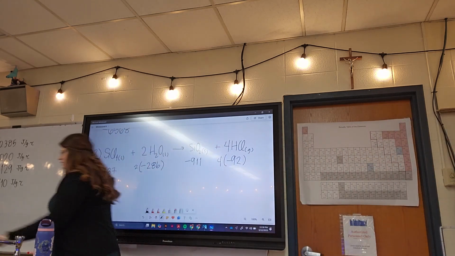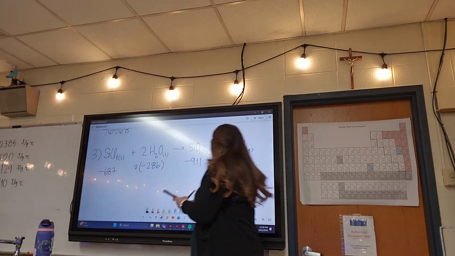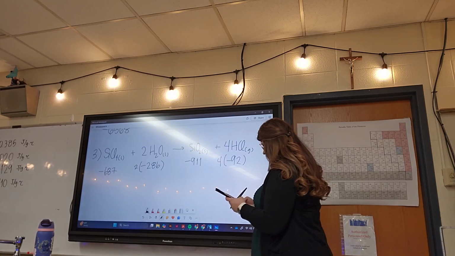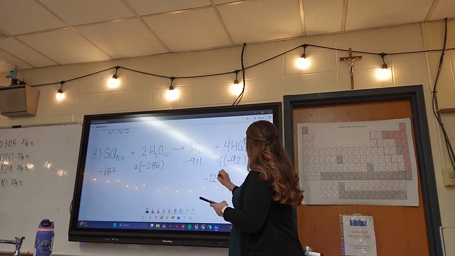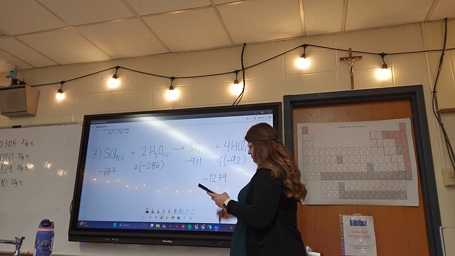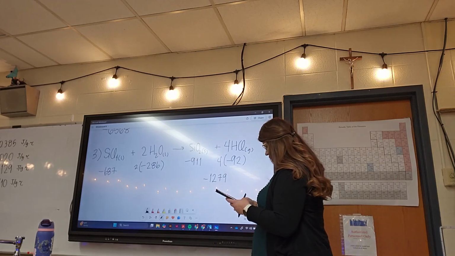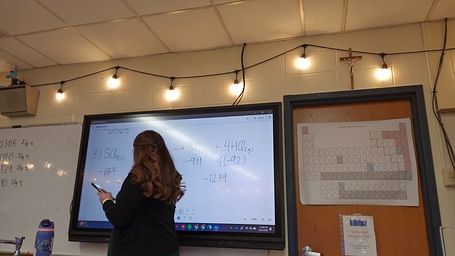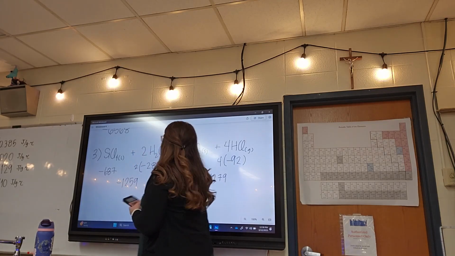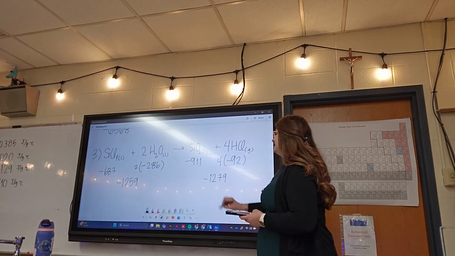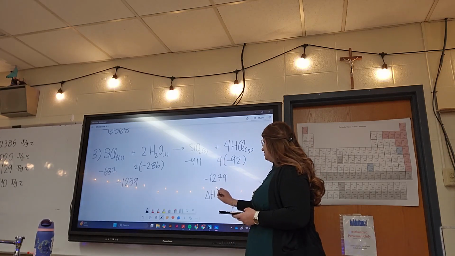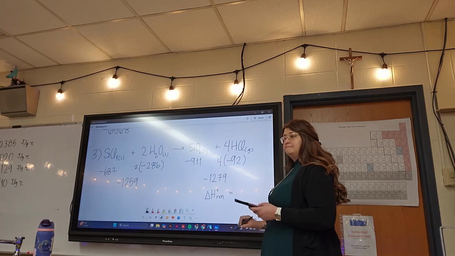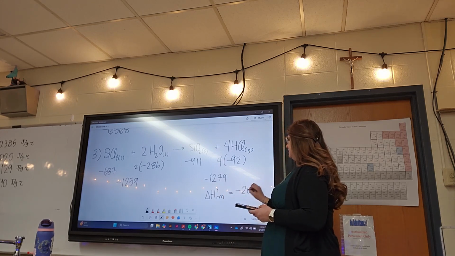Okay, so we can calculate the sum of the products. I got negative 1279. And the sum of the reactants is 1259. So then your delta H of reaction should be negative 20 kilojoules.